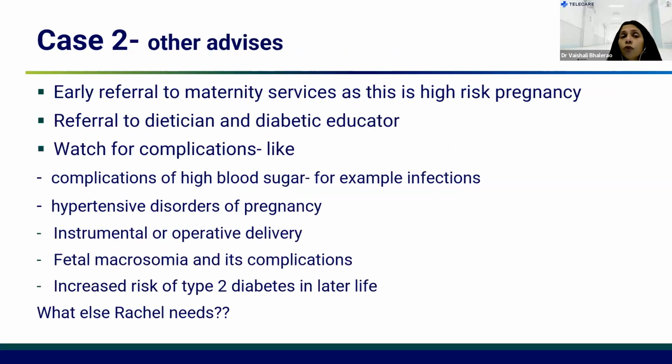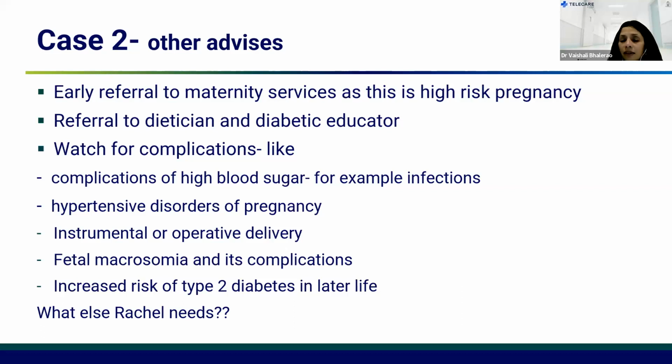Early referral to maternity services, as this is a high-risk pregnancy. Referral to a dietitian and diabetic educator. Watch for complications of high blood sugar, for example, infections, pregnancy complications, instrumental or operative deliveries, fetal macrosomia and its complications, and increased risk of type 2 diabetes in later life.